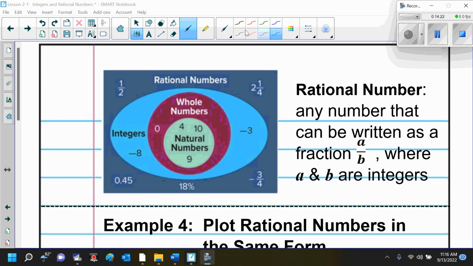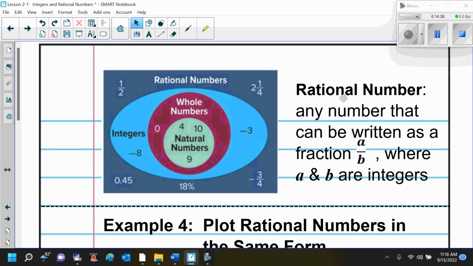All right, so now we're going to talk about rational numbers. Previously, we were talking about integers. Now we're going to talk about rational numbers. Now, a rational number is any number that can be written as a fraction, a over b, where a and b are integers. So, 1/2 is a rational number. 2 1/4 is a rational number, because we can write this as an improper fraction, right? That's going to be 9/4. So that's going to be a over b, 9/4.